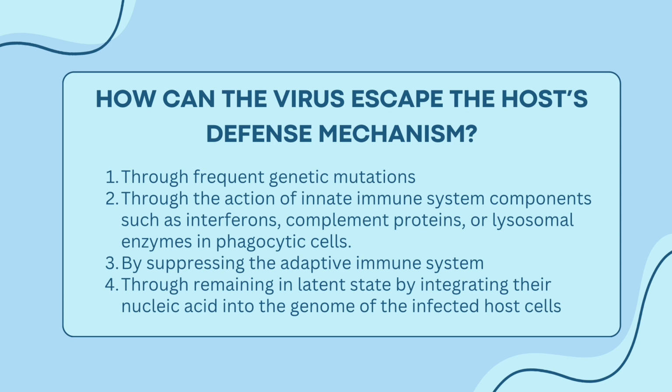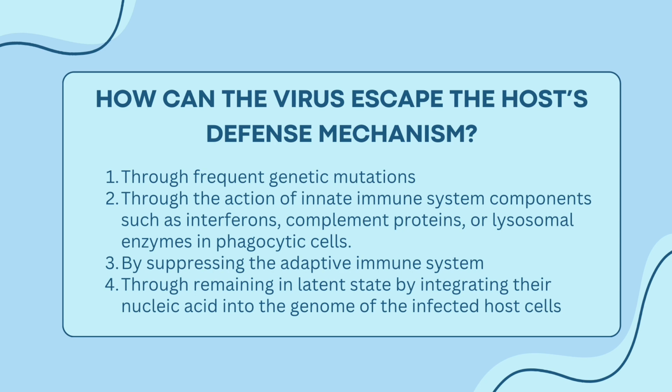Third is by suppressing the adaptive immune system. Some viruses reduce the expression of class 1 MHC molecules on the surface of virus-infected cells, making them unrecognizable. Examples of these are cytomegalovirus and HIV. And lastly, through remaining in a latent state by integrating their nucleic acid into the genome of the infected host cells. Viruses that do this are cytomegalovirus, varicella zoster virus, and HIV.